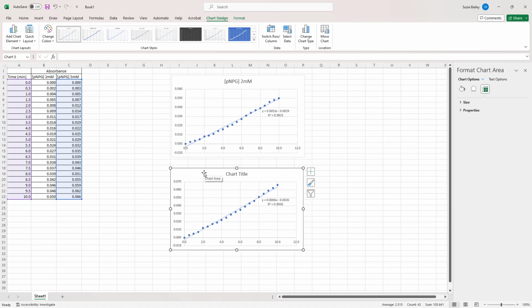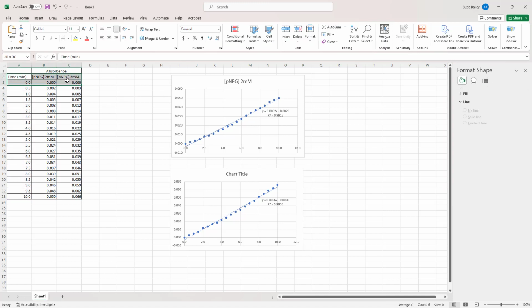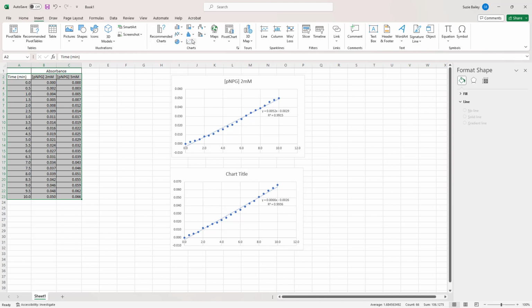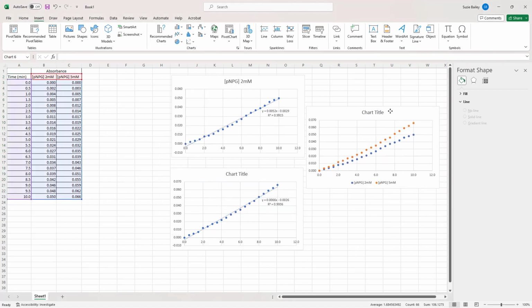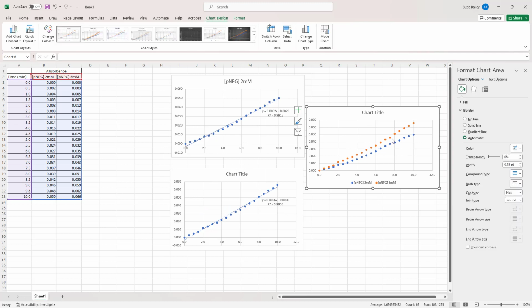Now the other thing that you can do, if you want to put this data on the same graph so that they can be more directly compared, is you can go ahead and select the time data and both sets of absorbance values from both experiments and create your XY scatter, and that's going to plot both of your reactions and create two reaction rate curves as we can see here.